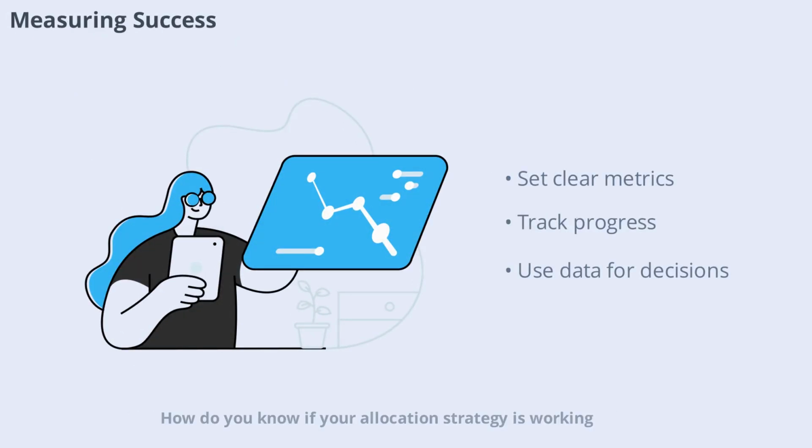How do you know if your allocation strategy is working? Set clear metrics and track progress against your goals. Regular measurement helps you identify what's working and what needs adjustment. Use data to guide your decisions and improve outcomes.